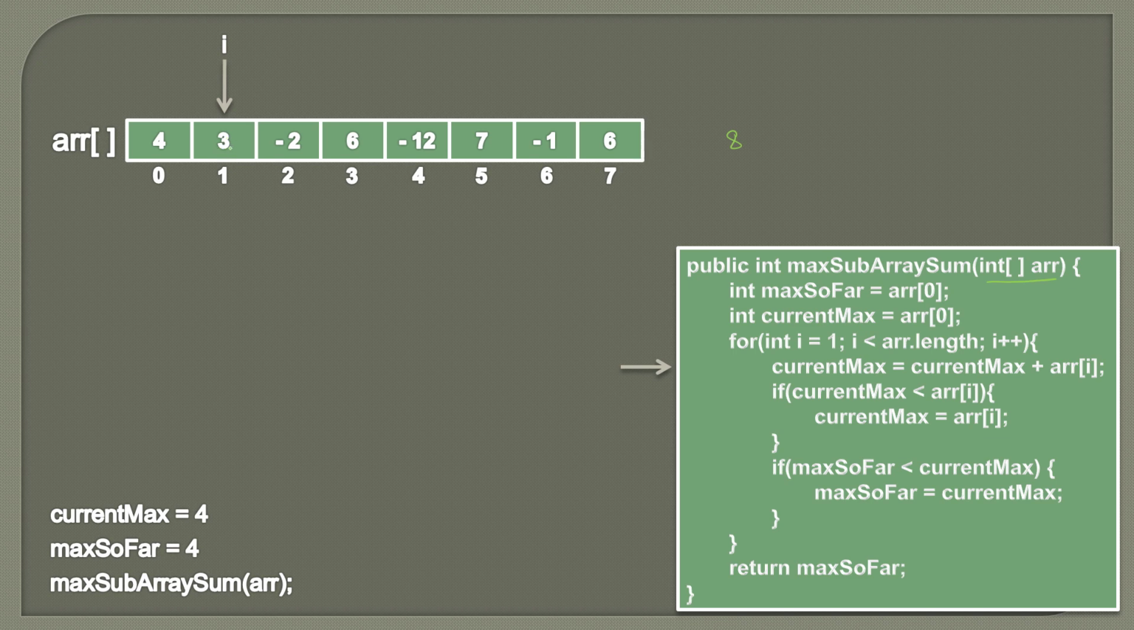Now at this point, 3 has two choices. Either it should become a part of the current subarray, so the current subarray is this, or it should start its new subarray. As we discussed in our previous slide, what we do is we take current max and add the value stored at the index i and assign it to the current max. So here we are simply taking the current element value, adding it with the current max and assigning it to the current max.